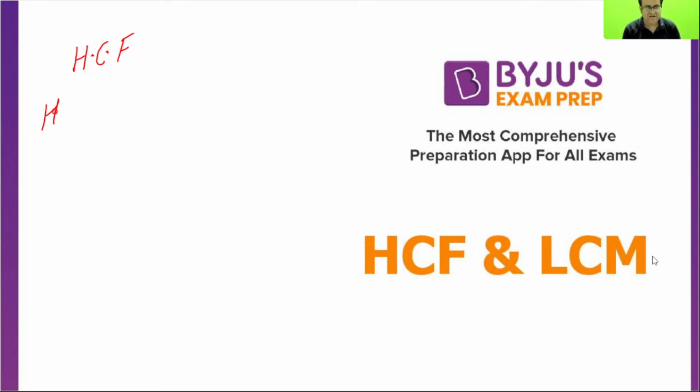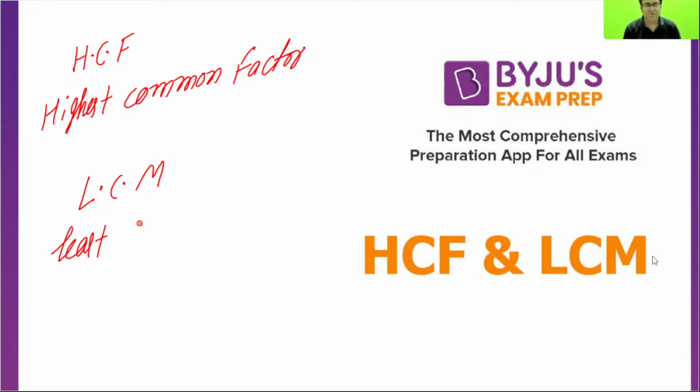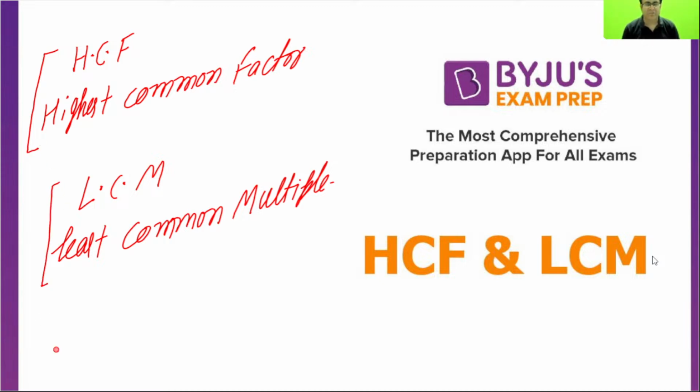HCF is highest common factor. The second term, LCM, is least common multiple. Two terms. HCF is highest common factor. LCM is least common multiple. Concentrate upon two things first. What about factor? What about multiple?